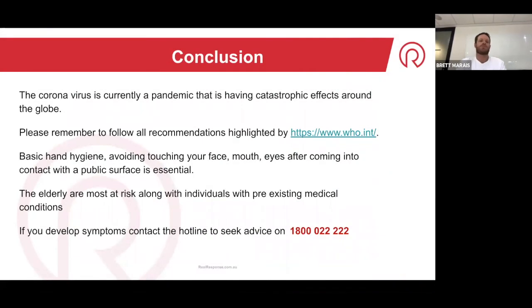So in conclusion, the coronavirus is currently a pandemic that is having catastrophic effects around the globe. Please remember to follow all recommendations highlighted by the World Health Organization. Basic hand hygiene, avoiding touching your face, mouth, and eyes after coming in contact with a public surface is essential. The elderly are most at risk, along with individuals with pre-existing medical conditions.